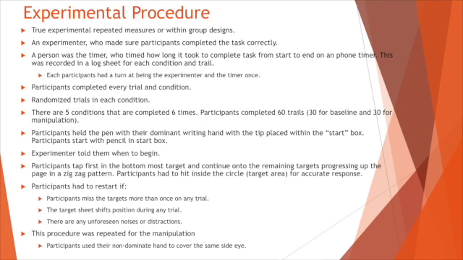The experimenter began each trial by saying, "When I go, please tap between the circles as quickly and as accurately as possible. Tap first in the bottommost target and continue upwards onto the remaining targets, progressing up the page. An accurate response is one that hits inside the target area. If you miss the target area on more than one occasion, you will be asked to repeat the trial." Each condition will be preceded by a practice trial.